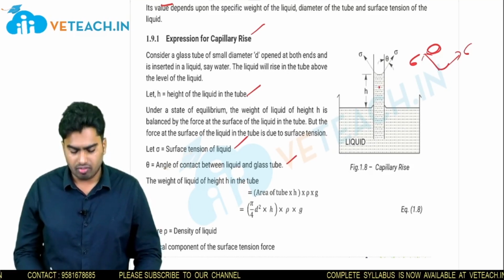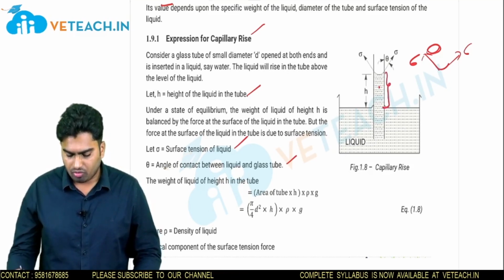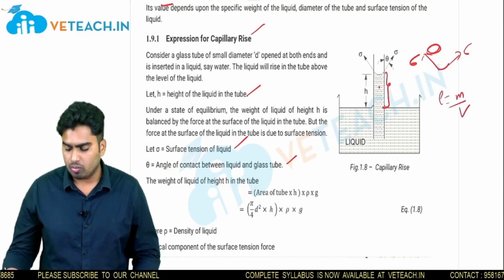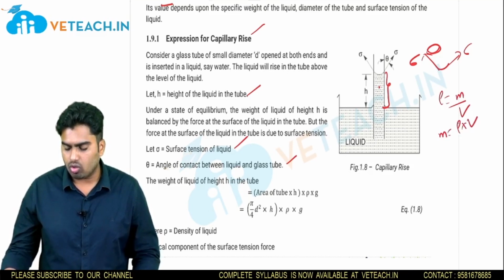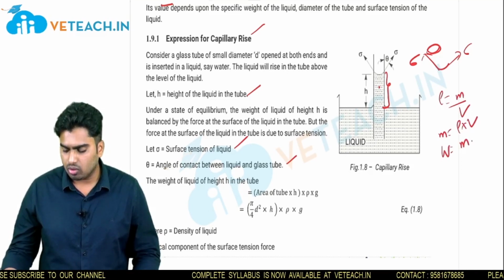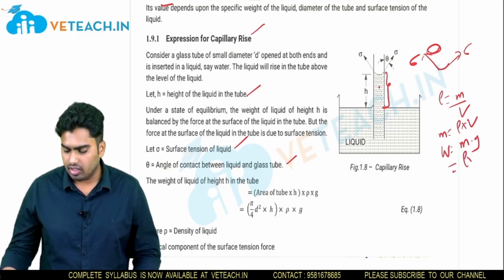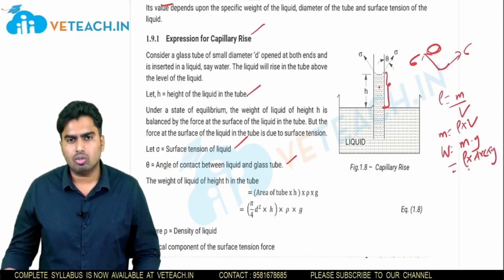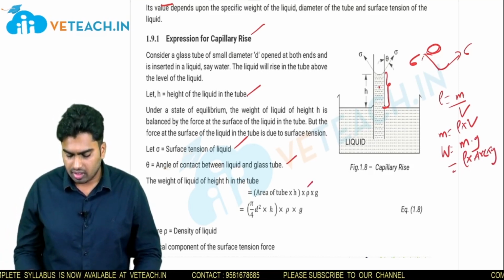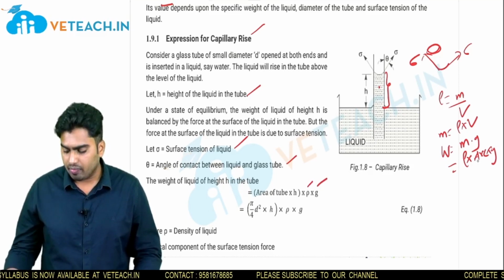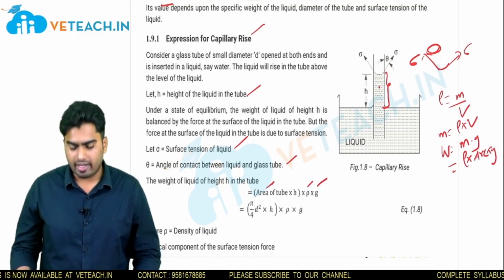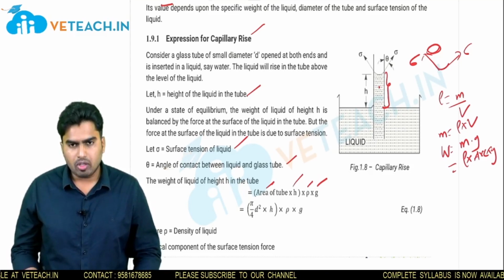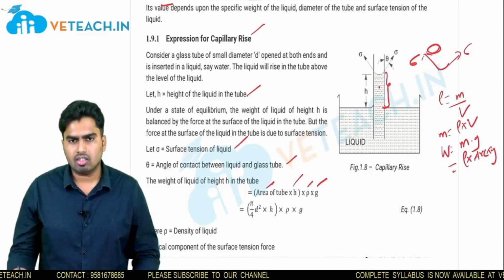So if I want to find the weight of the liquid in this height h, how to find weight? As we know, density is equal to mass by volume and mass is equal to density into volume. Weight is equal to mass into gravity, and mass is density into volume, which we can write as area into length. So weight is equal to density into area into length into gravity. The area of the tube is pi by 4 d square, and the length is h, so the weight is pi by 4 d square into h into rho g. This is the weight of the liquid in the vertical tube.